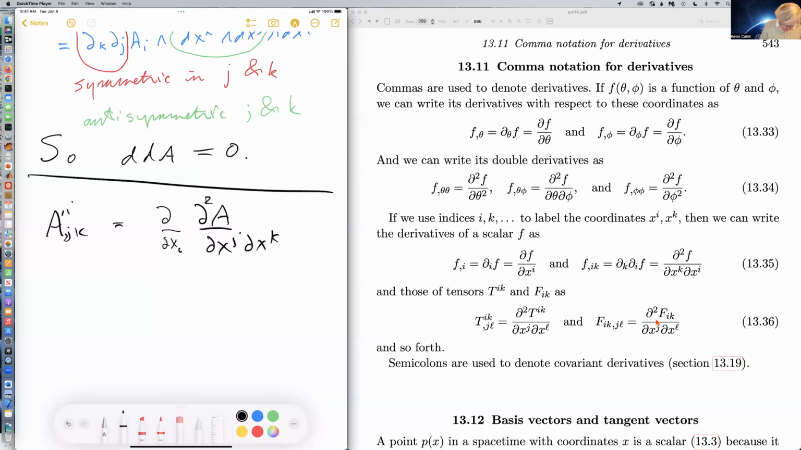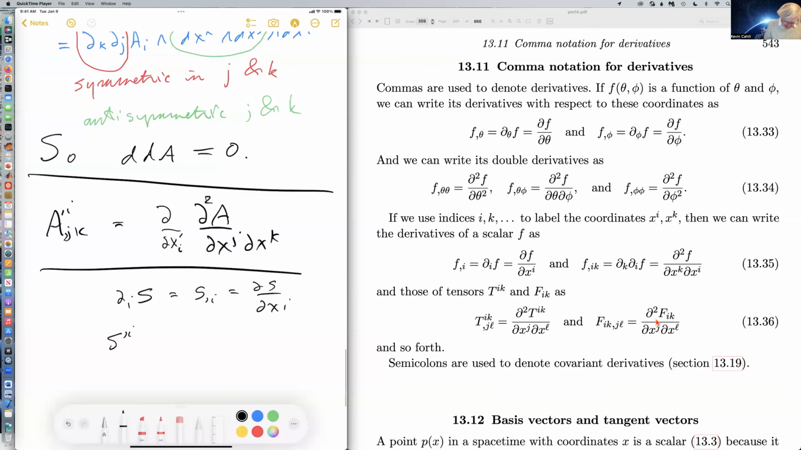This is the derivative with respect to x lower i prime. So in other words, let's suppose we have a scalar. So this, which is also s comma i, is partial s, partial x^i, but s comma upper i is partial s, partial x. Well, I see I've written so sloppily here, it's not clear what that is. So this is upper i, and this is lower i.